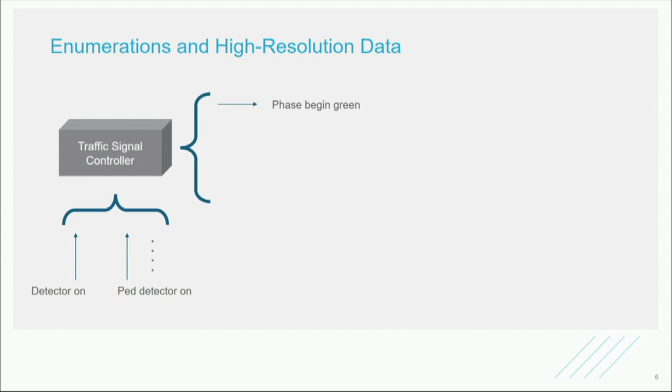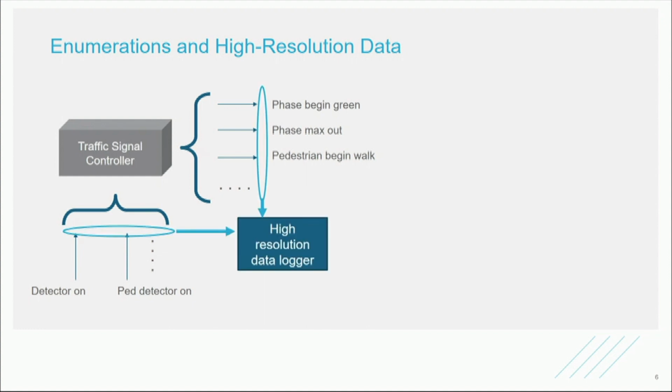And then there are outputs. Maybe the controller tells a phase to turn green or to begin, or says this phase maxes out, okay, you've had enough time, we're cutting you off. Or let's activate the pedestrian walk beacon. Each one of these little inputs and outputs is sent to a high resolution data logger.